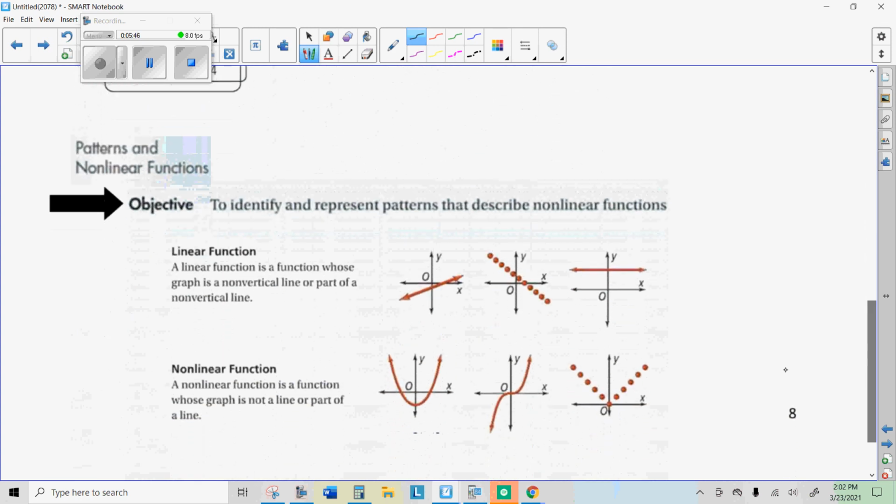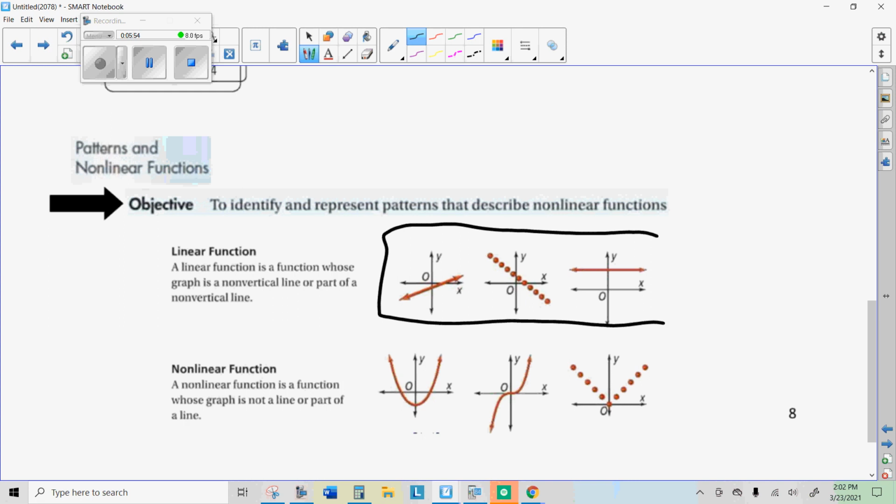Now, if you make a graph, you can tell if it's linear if you see one of these three things, some kind of a straight line.